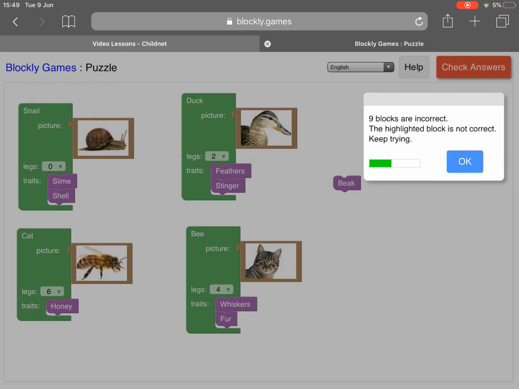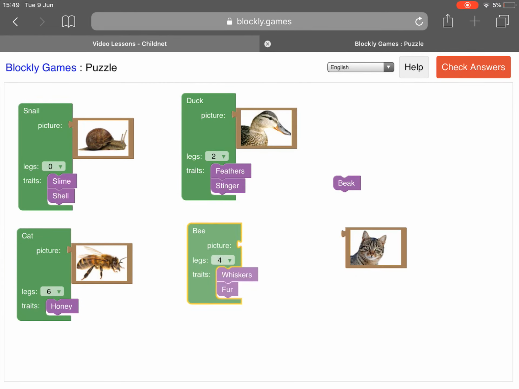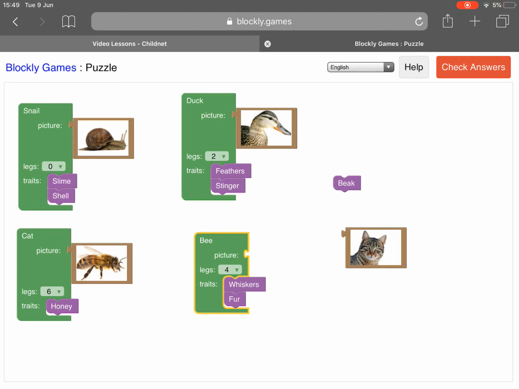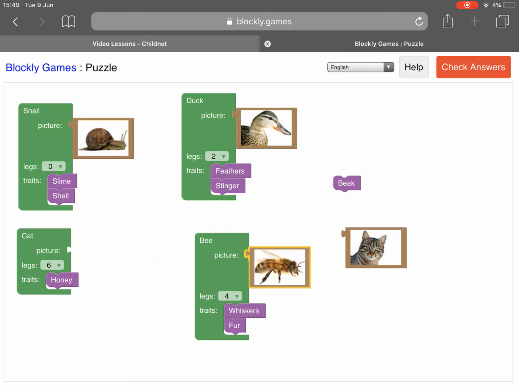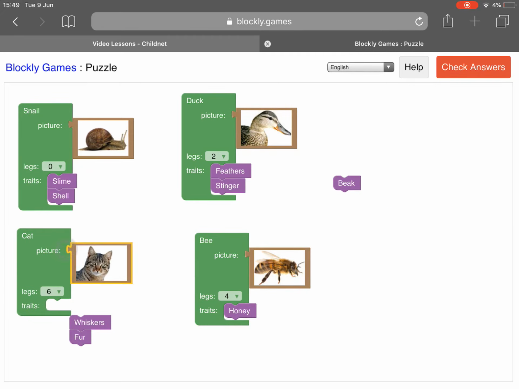So 9 blocks are incorrect. Oh dear, that's not very good. So let's have a look. Well, first of all, I can see that says B there, and yet that's a cat, so that's got to be over there. And they're really easy to drag, to sort of move around. So whiskers and fur, 4 legs. So I'm still making a mistake. So see if you can spot what it is. In fact, I can see 2 mistakes. Hopefully you can as well.